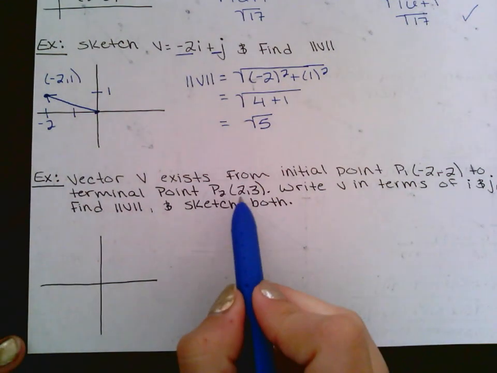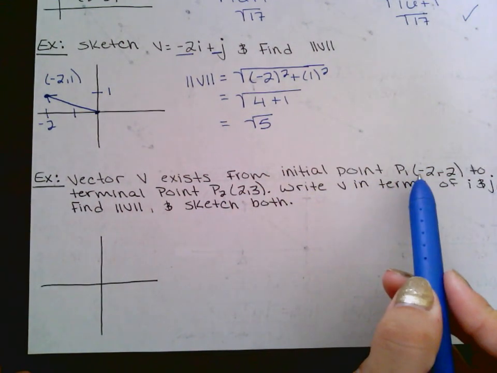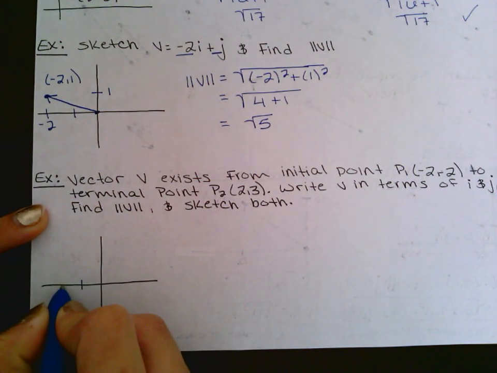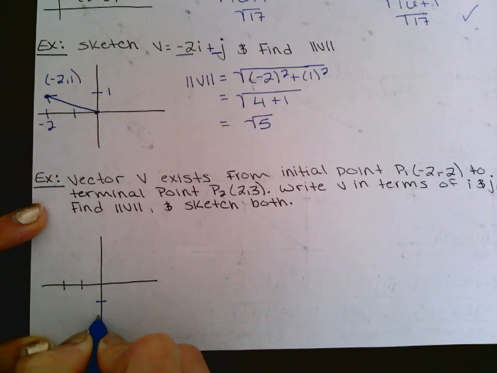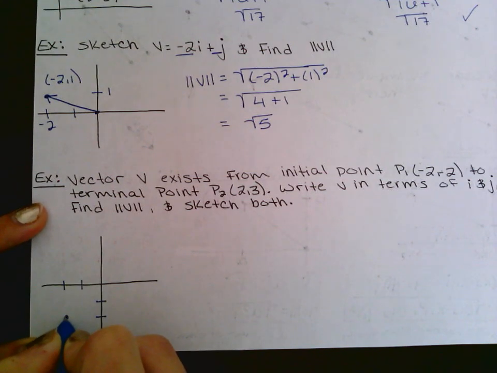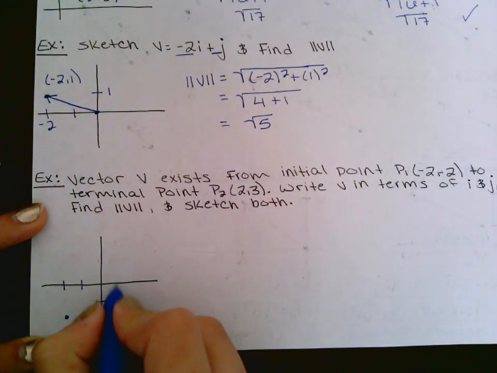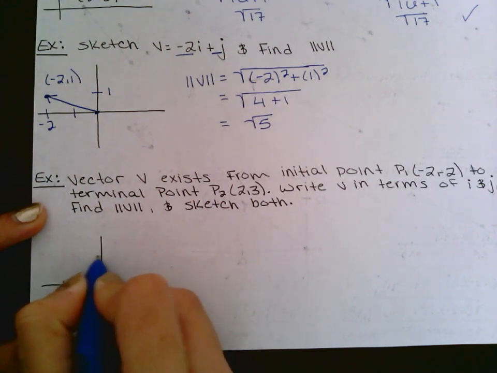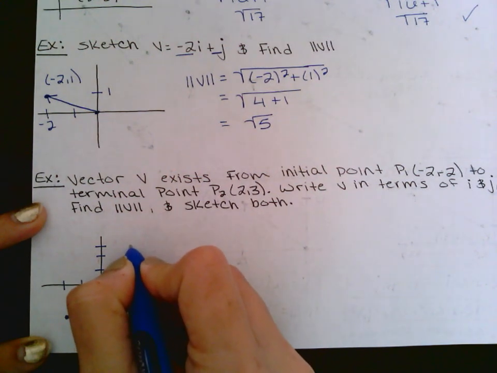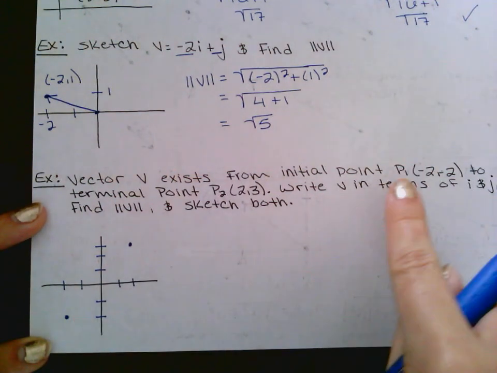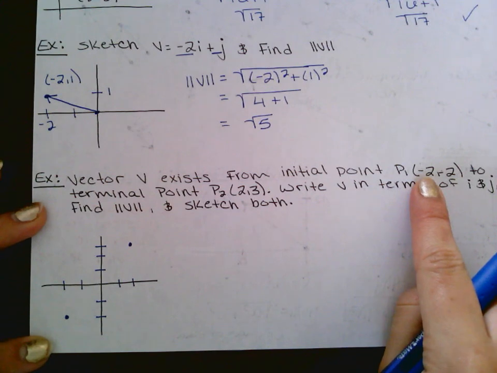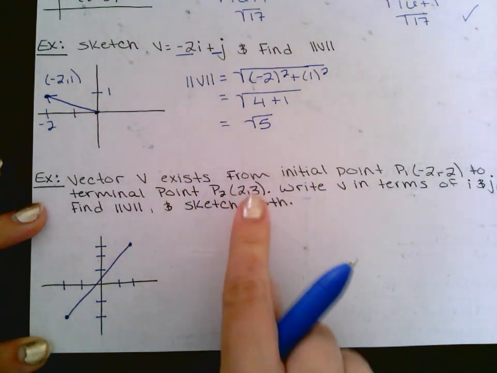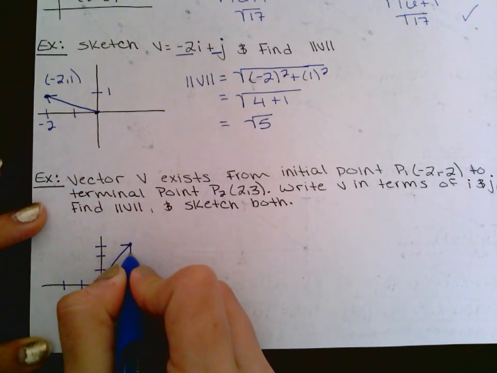Let's start off by sketching it. I have negative 2, negative 2, so 1, 2, 1, 2. Here's my first point. And then I have positive 2, comma 3, and that point would end up around there. They told me negative 2, negative 2 was my initial point, which means that my arrow goes on this point, my terminal point.